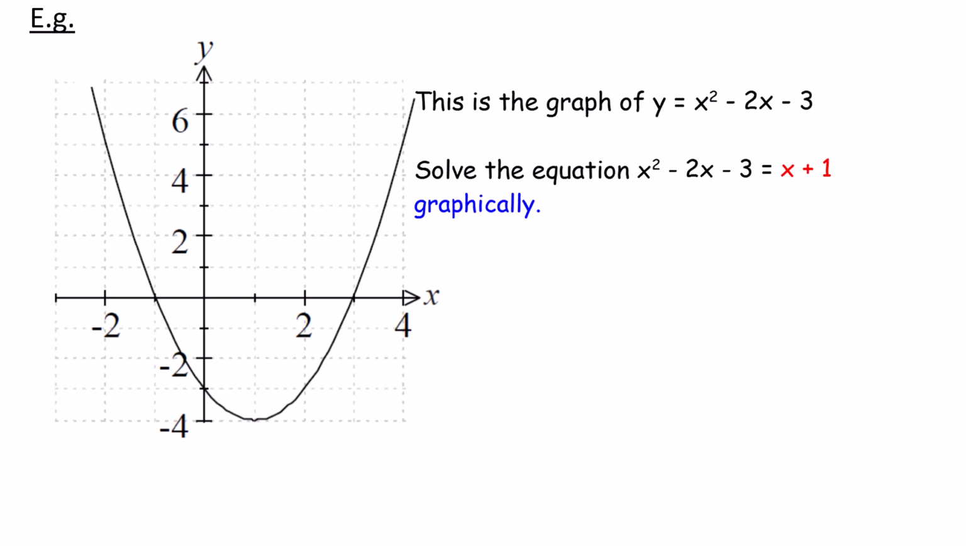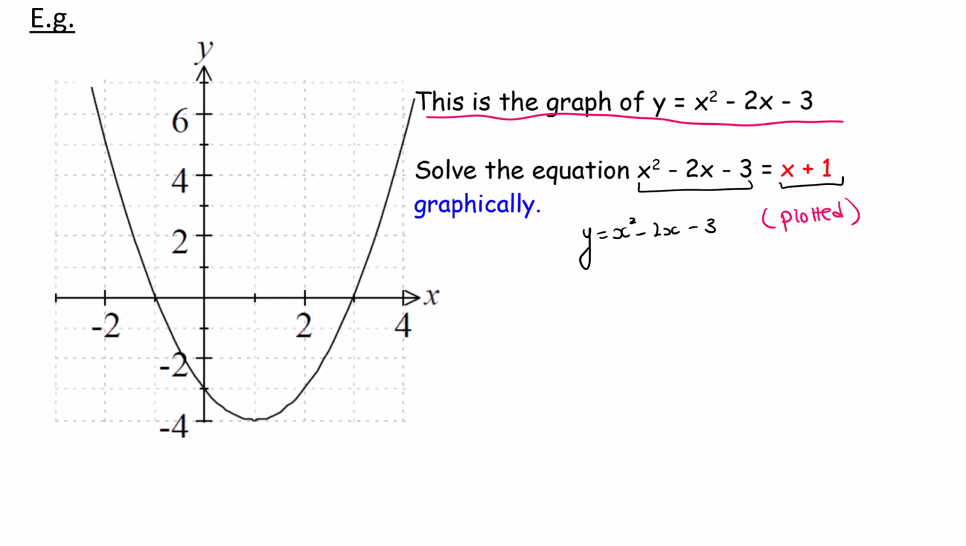The next example is a little bit different, because on the other side you have an x plus 1, an x and a number. So it's not just going to be a horizontal line, it's going to be a diagonal line. So here are the two equations, y equals x squared minus 2x minus 3, and that one is already plotted. It's the quadratic, because the question says this is the graph of y equals x squared minus 2x minus 3. And the other equation is y equals x plus 1. And you know it's not just a horizontal line because there is an x term.